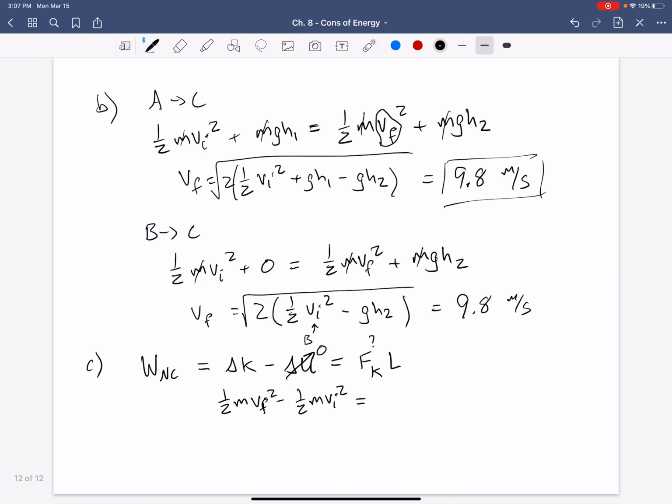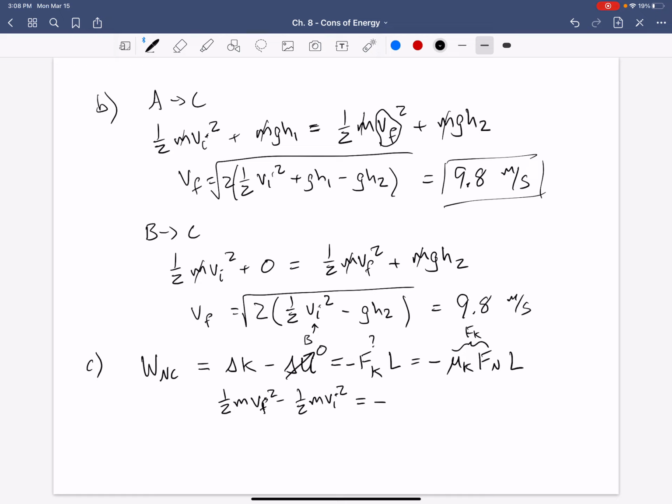So this equals, let me back up a little bit. Let me put it up here. This is a negative mu k times the normal force, then times L. This here is the kinetic frictional force. And by the way, I should have a negative here. That negative is because the force is in the opposite direction of the displacement.